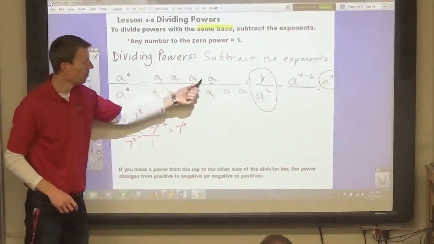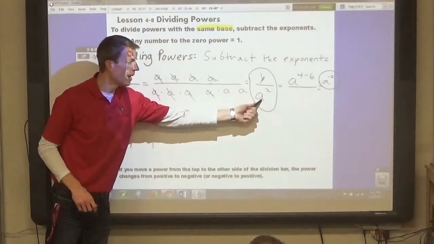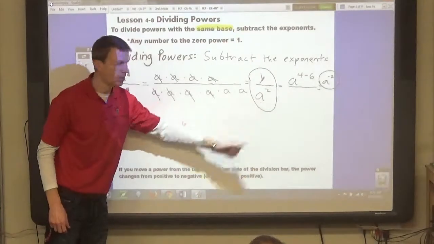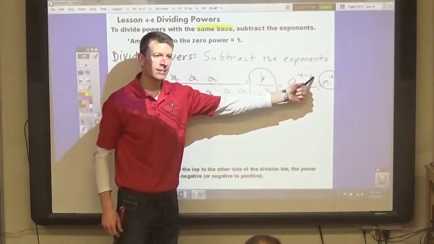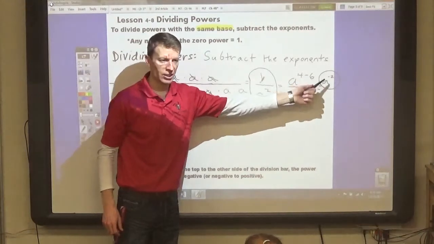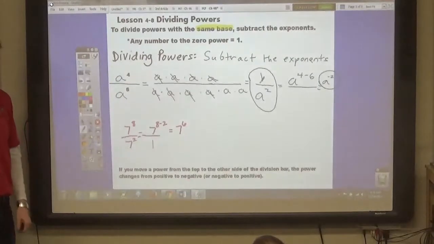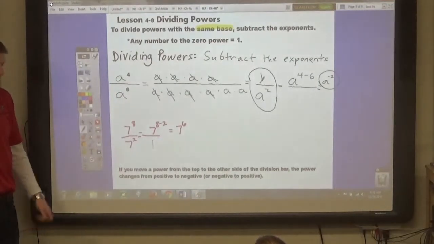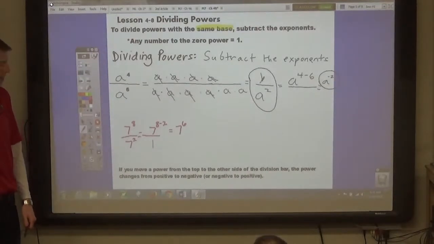You can write it out, cross them off, and show that 1 over a to the 2nd power is the same as a to the 4th minus 6. A to the negative 2nd power. That's a test question, by the way, so you may want to make note of that, and hopefully you have this in your notes. You're taking notes right now, okay?